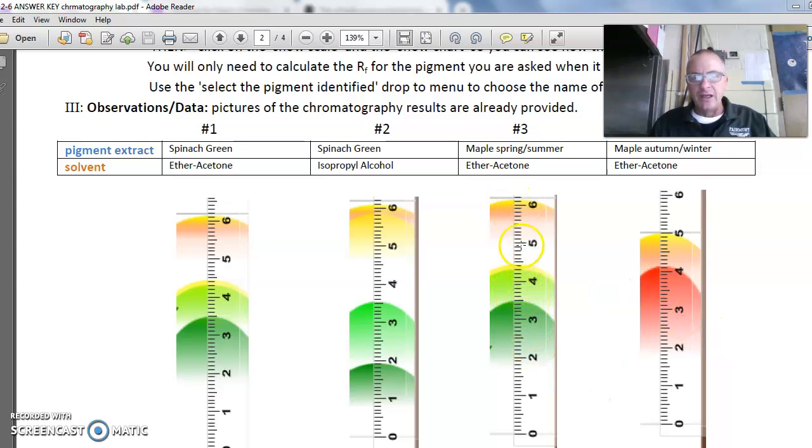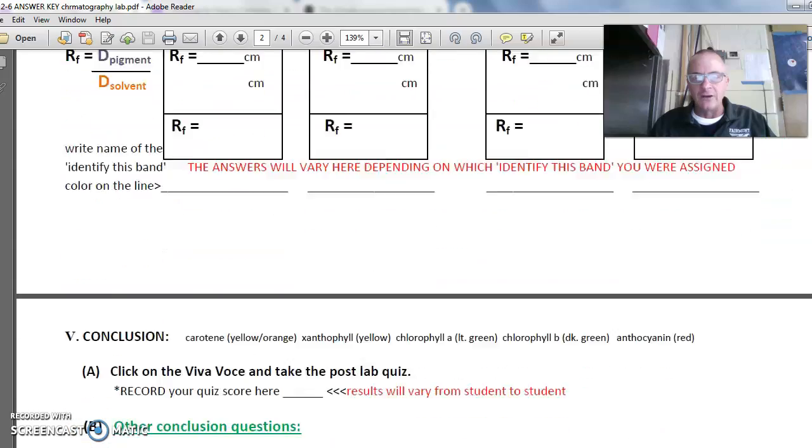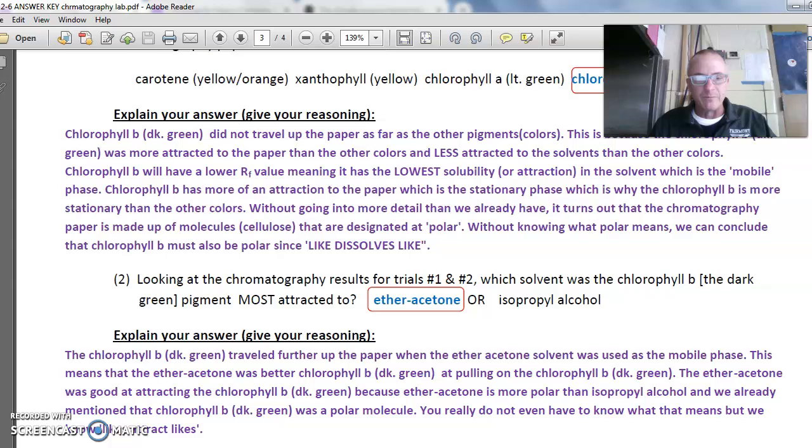Well, we can see in the spring and the summer, there's lots of our greens. We have the light green chlorophyll A. We have the dark green chlorophyll B. When we look at the fall and winter, the light greens and dark greens are gone, and we are left with the yellows, oranges, and reds. There is no chlorophyll A and chlorophyll B in that leaf anymore.